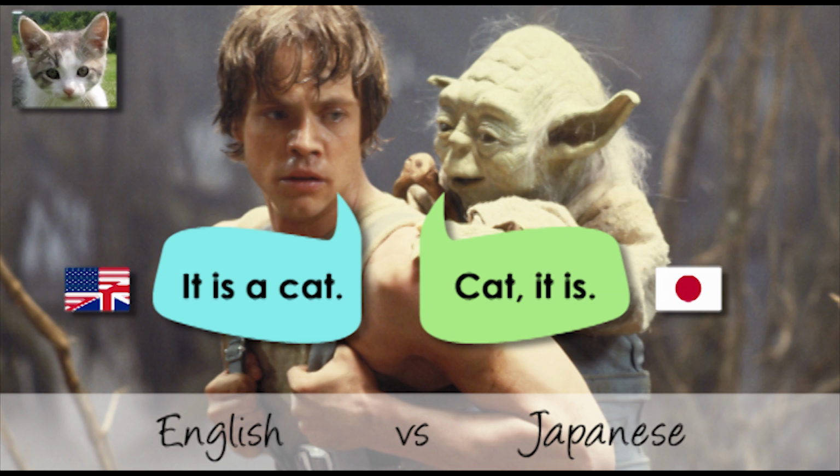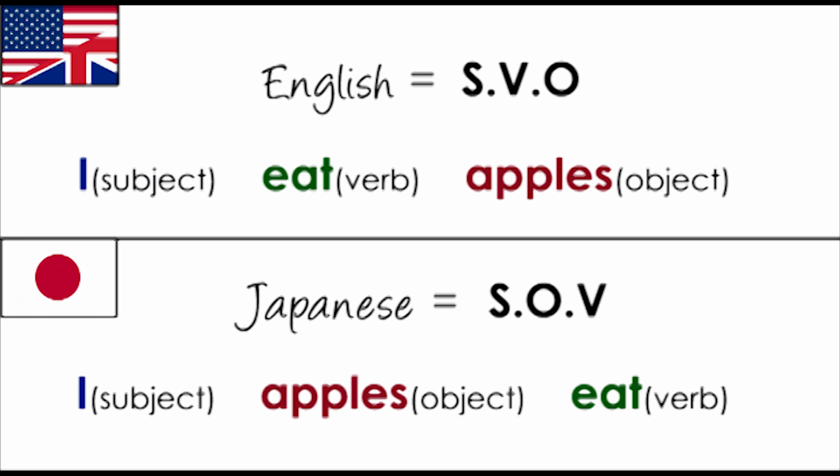I know, you must be wondering why this is. Let me explain. The reason for this difference is that English is known as an S.V.O language. This simply means that the basic word order of an English sentence starts off with the subject, then the verb, and finally the object of the sentence. So we get the following sentence, I eat apples. Here the order is subject, verb, object.